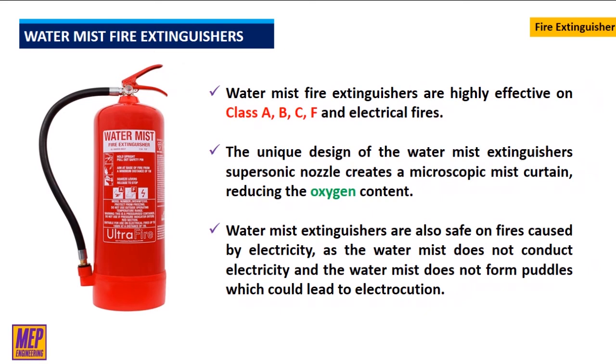Water mist fire extinguishers are highly effective on Class A, B, C, F and electrical fires. The unique design of the water mist extinguisher's supersonic nozzle creates a microscopic mist curtain, reducing the oxygen content. Water mist extinguishers are also safe on fires caused by electricity, as the water mist does not conduct electricity and the water mist does not form puddles which could lead to electrocution.